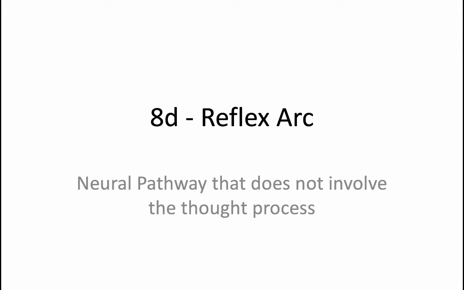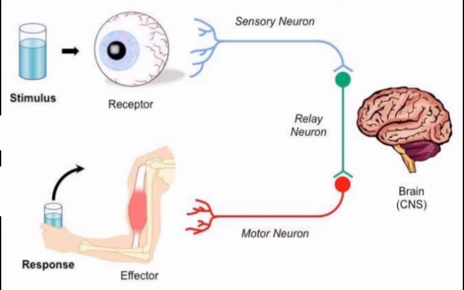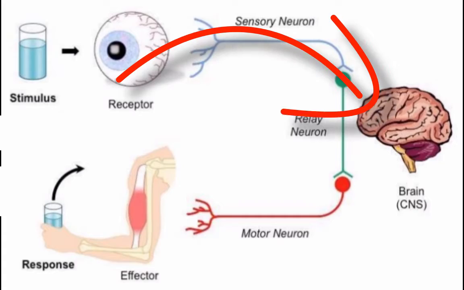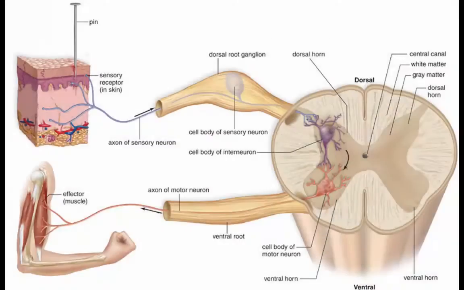Lesson 8D, the reflex arc. This is a neural pathway of sense and response that does not require conscious thought. A typical sensory motor response requires the electrical impulse to arrive at the brain to determine a response. However, a reflex occurs when the body experiences a stimulus that requires an immediate response, and does so by producing a response before your brain even has an opportunity to process the impulse.